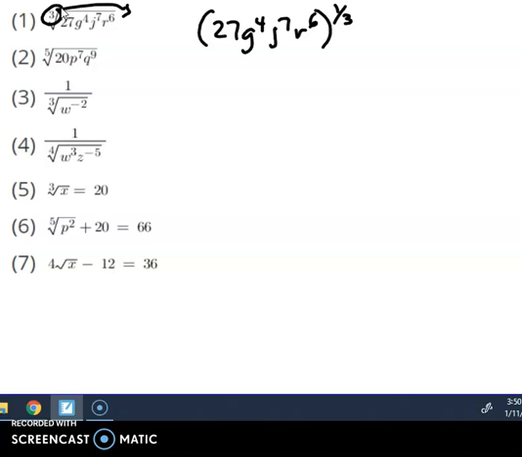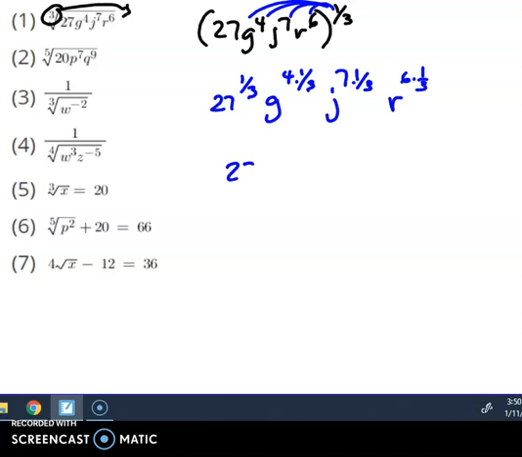Using our rules in terms of multiplication of exponents, we're going to multiply through by the 1/3 exponent. So it'll be 27 to the 1/3, g to the 4 times 1/3, j to the 7 times 1/3, and r to the 6 times 1/3. So 27 to the 1/3 doesn't change at this point. g to the 4/3, 4 times 1/3. j would be 7/3, and r would be 6/3, which simplifies to 2.